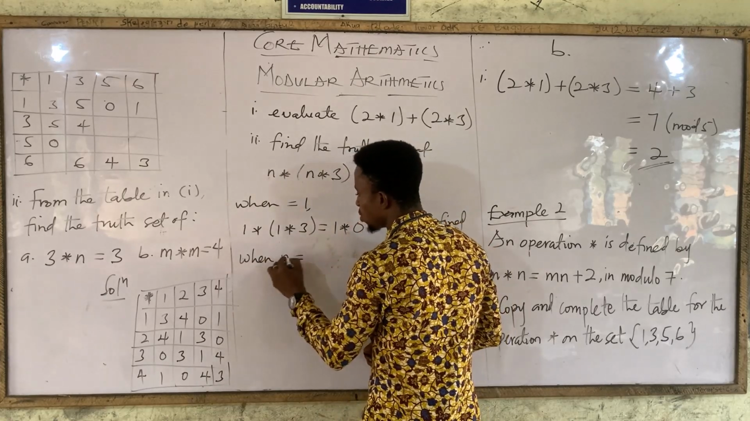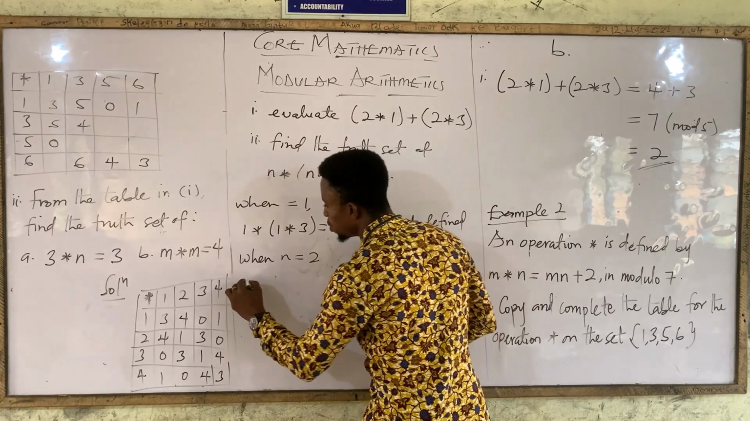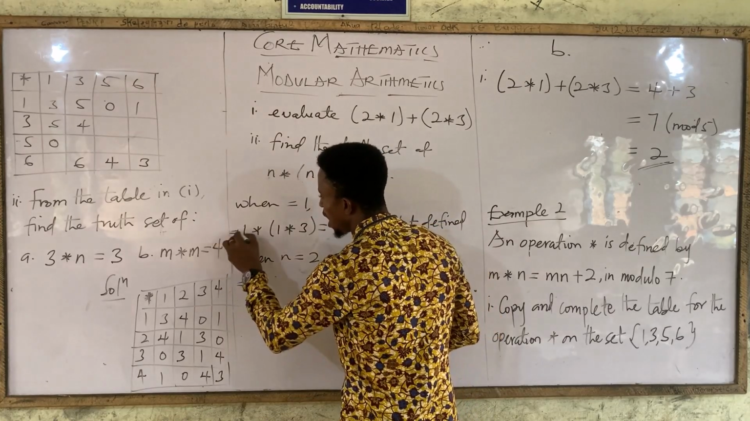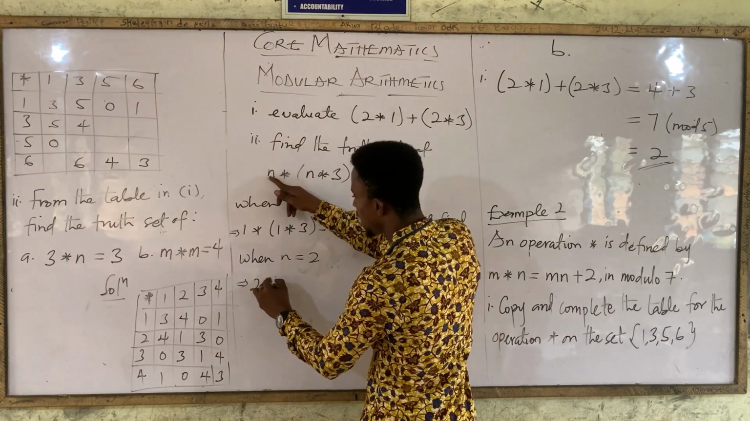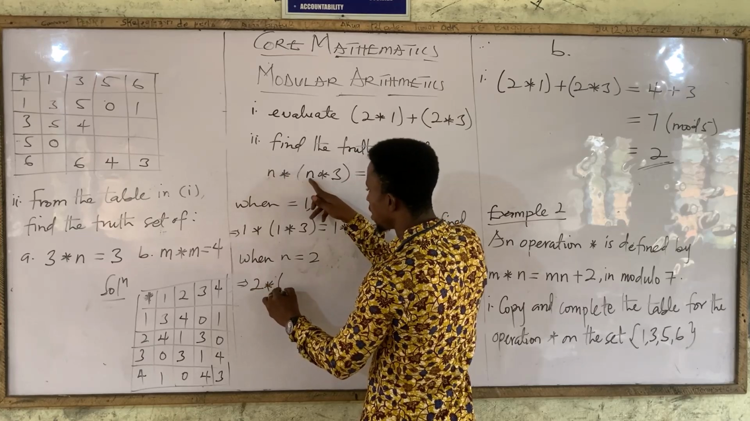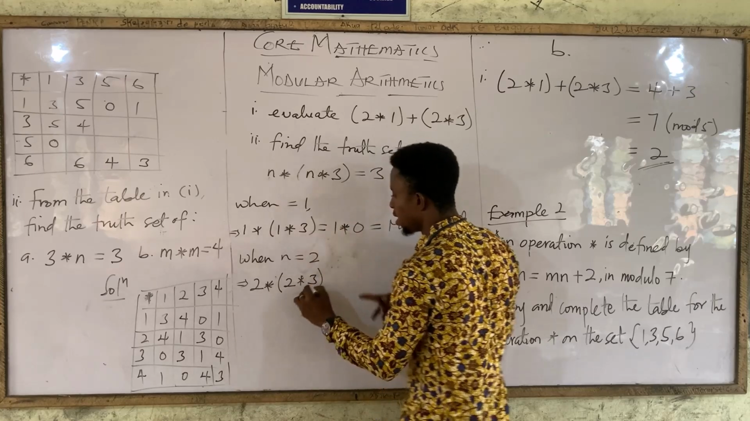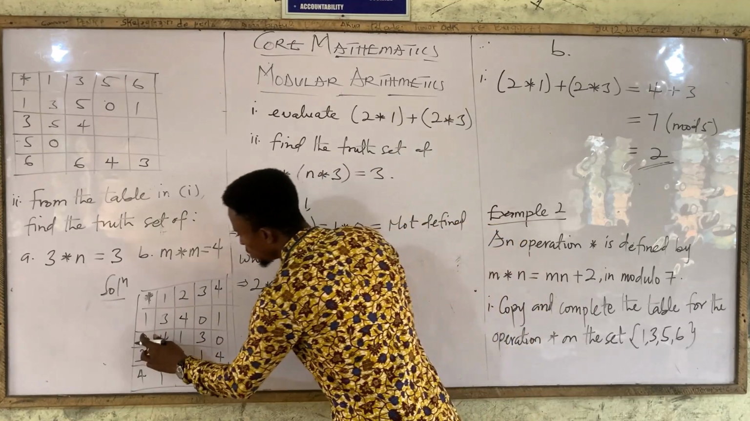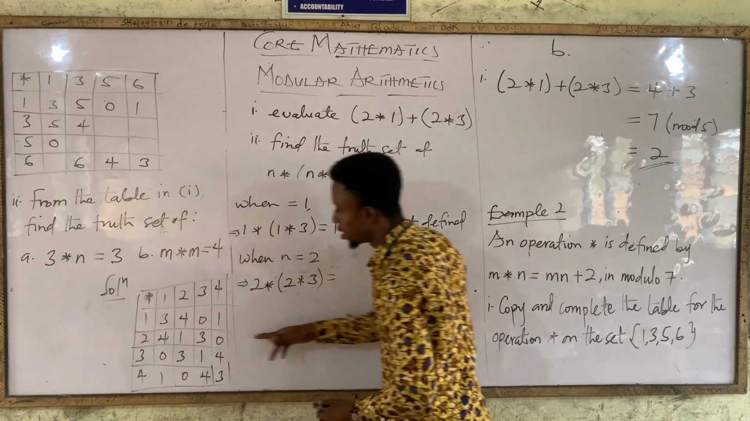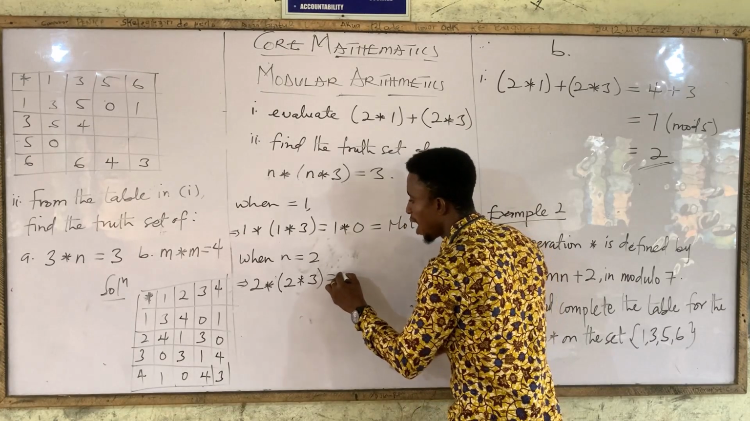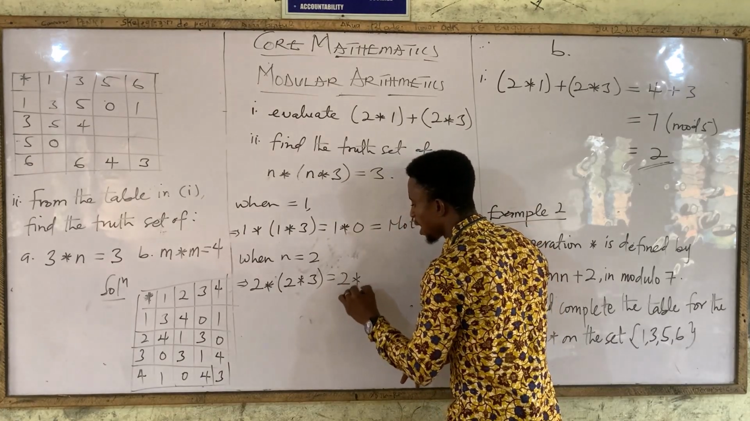When n is equal to what? Then we come to the next one, 2. Then this implies that we have 2 here, then the star, then into bracket the same 2, then the star, then I have 3. This one is equal to 2 star 3. 2 star 3 gives us 3. So I will have the 2, then the star.